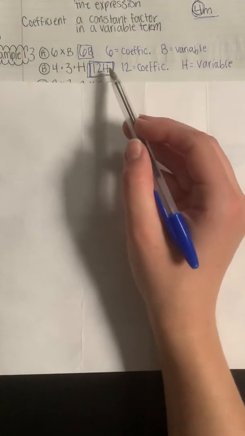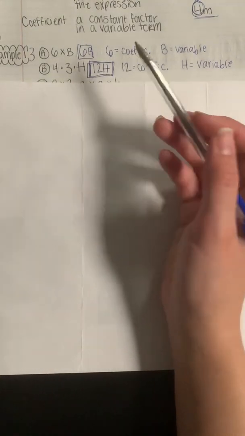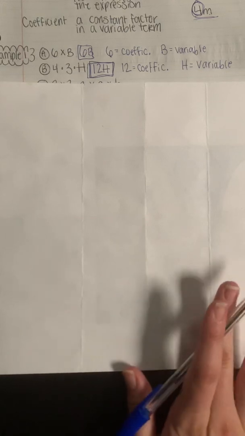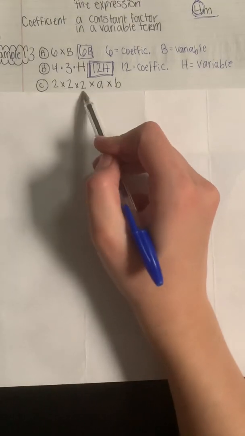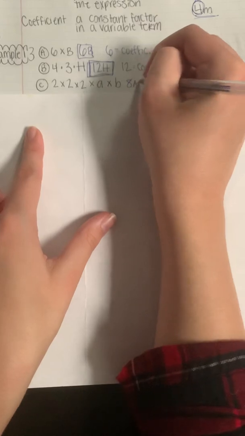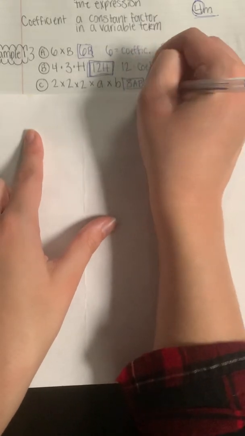We could also call 12h, instead of just saying this is a term, we could also call it a product, because I know when I multiply whatever h is by 12, I'll get the answer to a multiplication expression. For C, we have a lot to multiply. So 2 times 2 is 4, and 4 times this 2 is 8. So I can write 8ab and that's my new product or my new term.